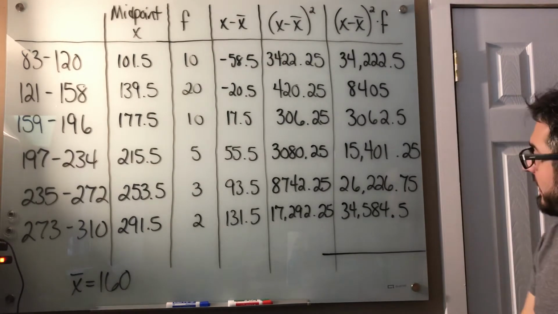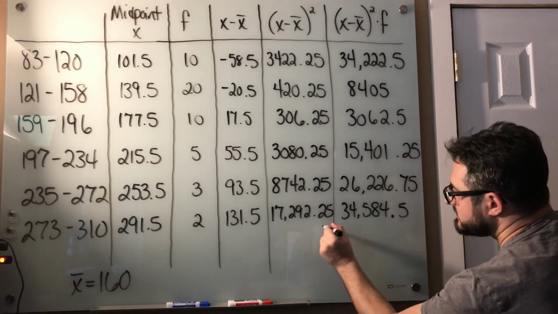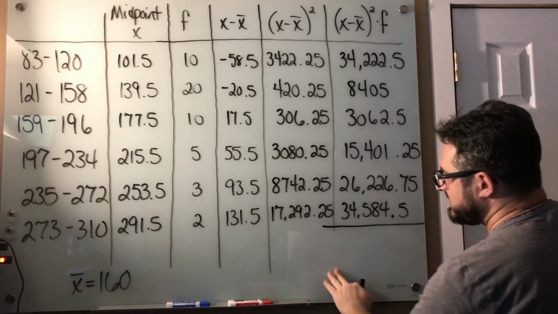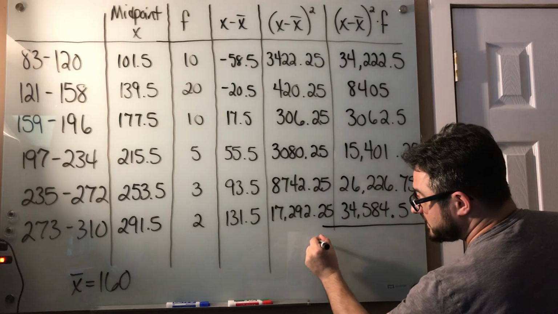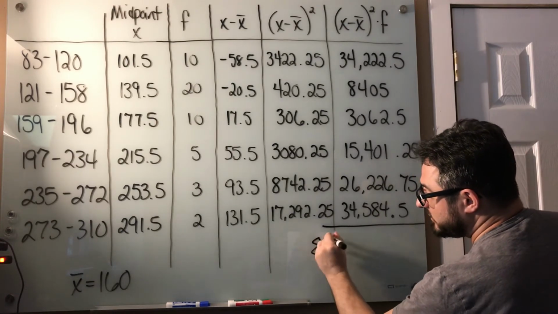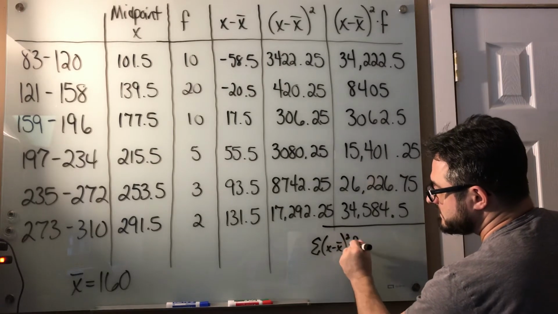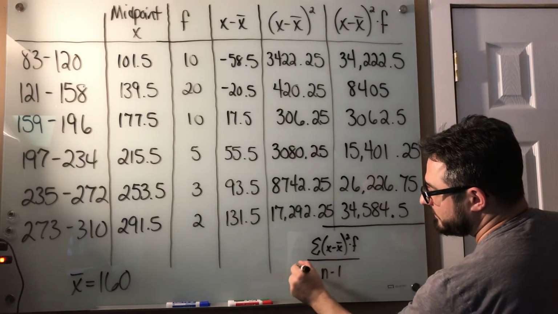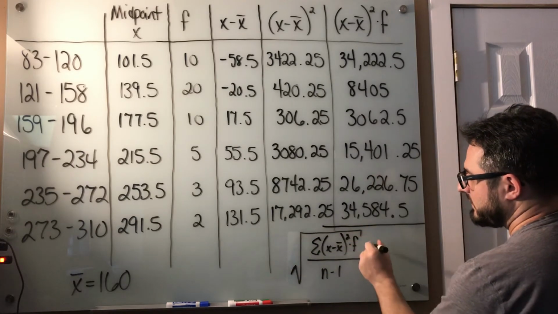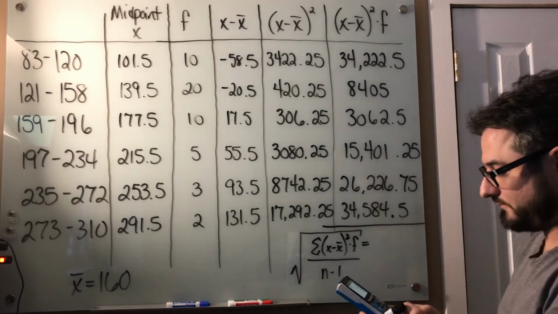So, we now are ready to add all of these up. Now, remember, this value that we get here is not going to be the standard deviation. It's only going to be the numerator of the standard deviation fraction. So it's only going to be the top of it. Again, calculator.